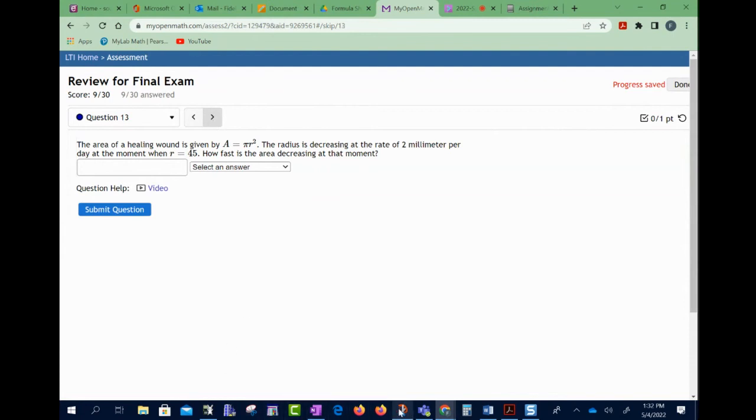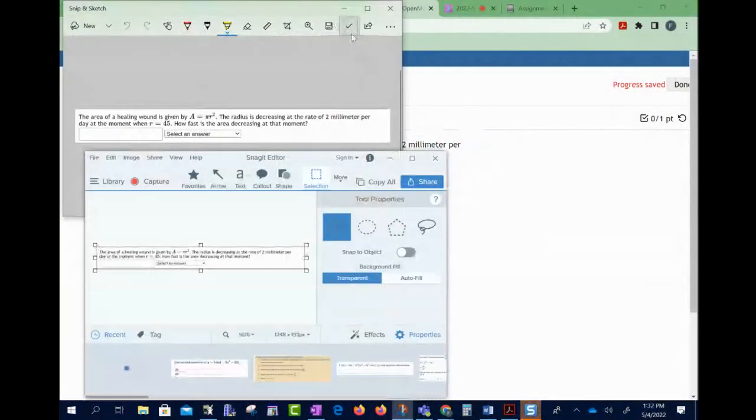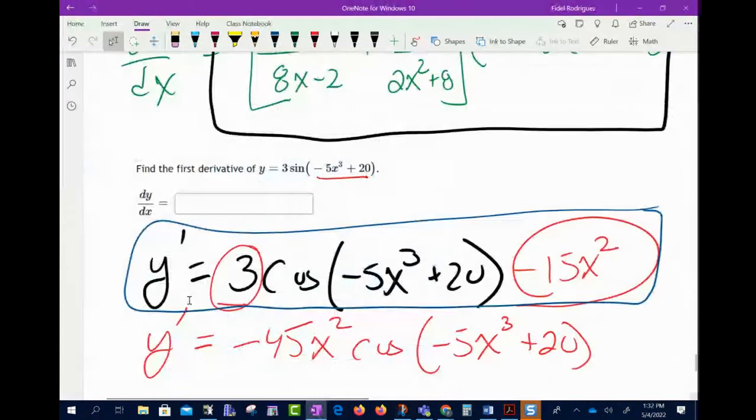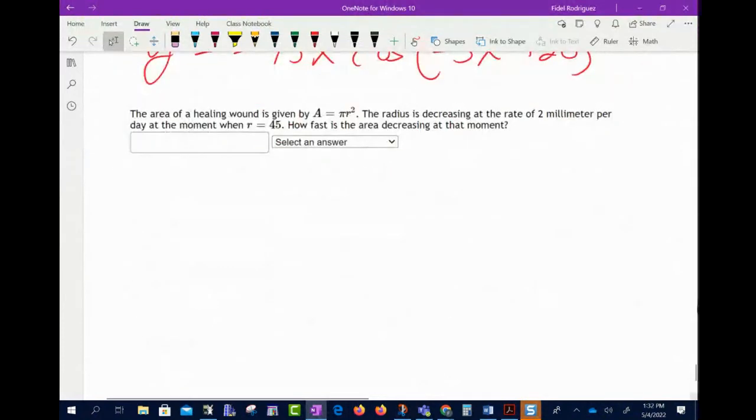All right, let me do this next one. Again, I'm going to copy and paste it. Copy, come down here, paste, there it is. It says the area of a healing wound is given by A equals pi r squared. The radius is decreasing at a rate of 2 millimeters per day at the moment when r equals 45. How fast is the area decreasing?